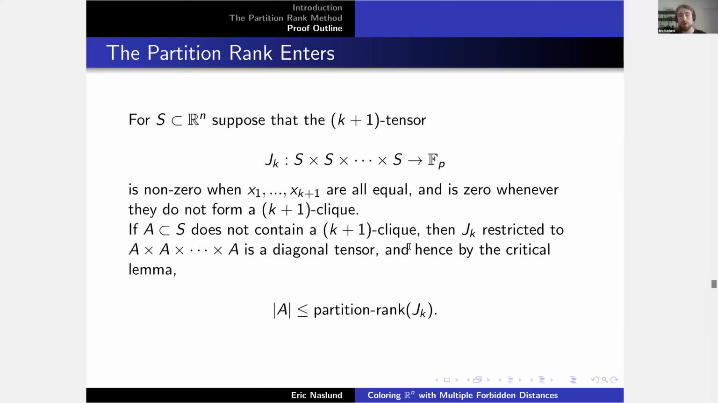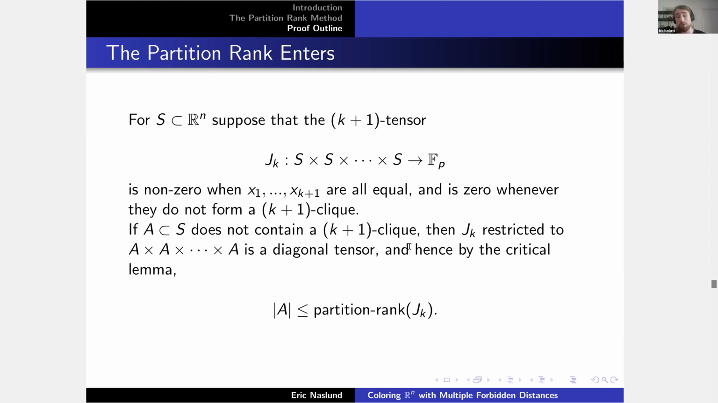Okay, and I'm just going to mention one other thing here. This is where the critical lemma is used. This is where the fact that the diagonal has full partition rank is used, because it's what tells us that when we restrict the tensor JK to A, that will be a diagonal and will hence have full tensor rank. So if it's a diagonal on a set of size A, its tensor rank is A. This is how we get the inequality: the size of A is at most the partition rank of JK.